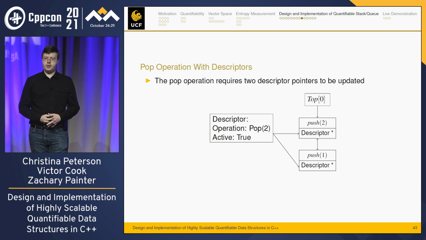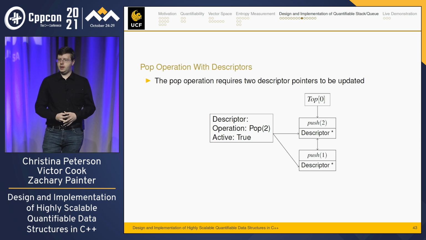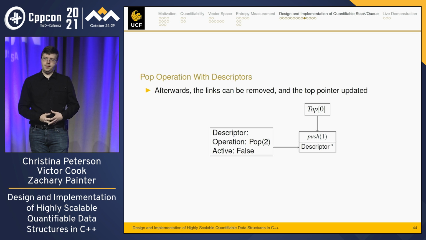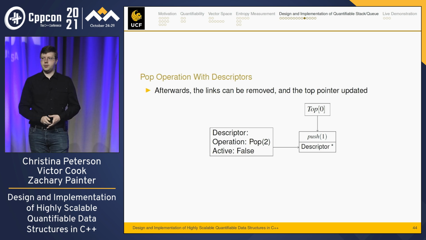As for pop, it's pretty similar, except pop requires that we update 2 descriptor pointers right away. In this case, the thread would update the descriptor pointer on the node at the top of the stack and the node immediately following that node. The reason is that both of those nodes are going to have fields that need to be updated in order to complete the pop operation, so they both need to have a descriptor in them. But other than that, it's pretty simple. After the descriptor is placed, any thread would then just remove the node at the top of the stack, leaving just its successor, whose descriptor would then be set to inactive, allowing other threads to move forward and perform more operations afterwards.